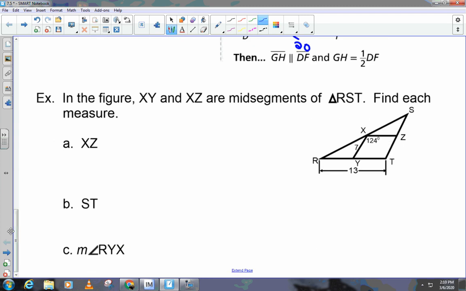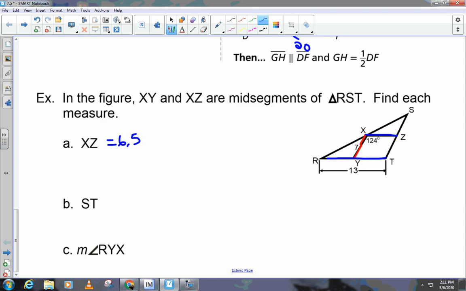All right. In the figure, XY, XZ are mid-segments. Okay, so this right here is a mid-segment, and that's a mid-segment, okay? Okay, so XZ, I want to find the length of XZ. Now, if this is a mid-segment, it connects the midpoints, and it's parallel to the third side. It's also what relationship to the third side? It's half. So if this is 13, then this is going to be 6.5. Good.